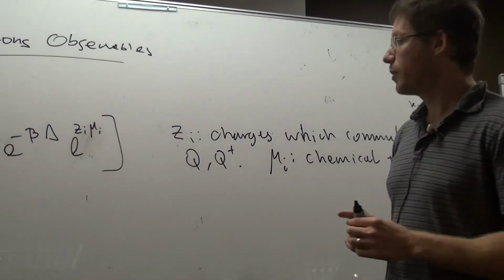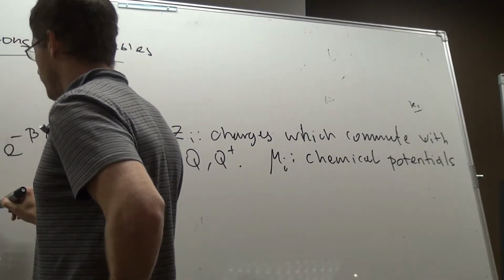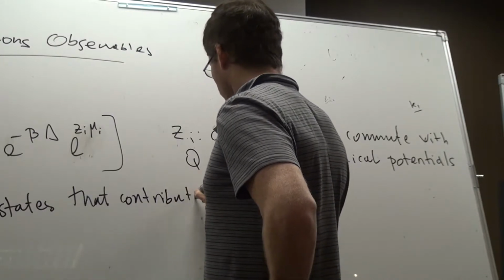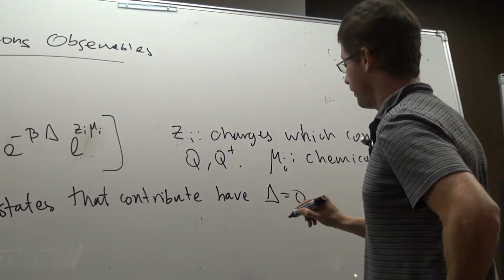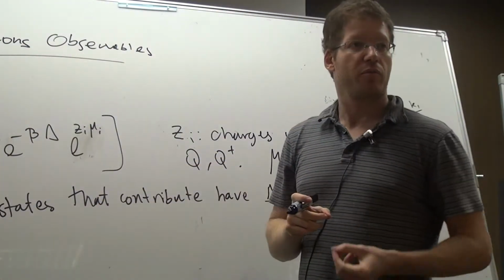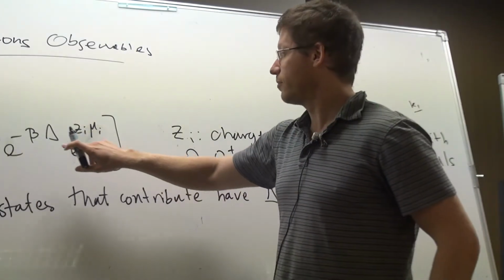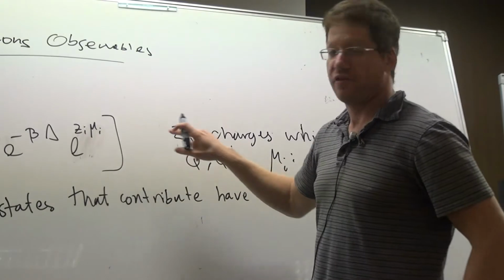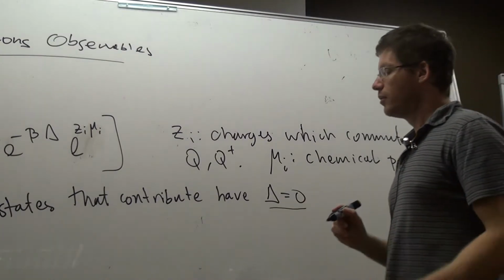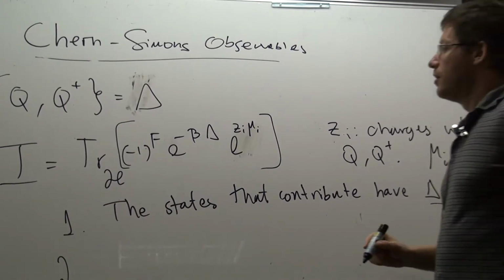So this object satisfies two properties which make it very interesting. One is that the only states that contribute have delta equals 0. So the states that contribute to this trace have delta equals 0. That's very easy to see, because from the algebra you see that if you take a state in the Hilbert space which has a non-zero delta, then acting with Q cannot produce a vanishing result. So it produces another state with the opposite fermion number, and they cancel each other in this trace, because they have the same delta and they have the same charges, because the charges commute with the Q's, so you can diagonalize them independently. So the states that contribute must have delta equals 0. That's one easy observation about this object. And the other observation, which is a little bit less trivial, is that it's independent of coupling constants.